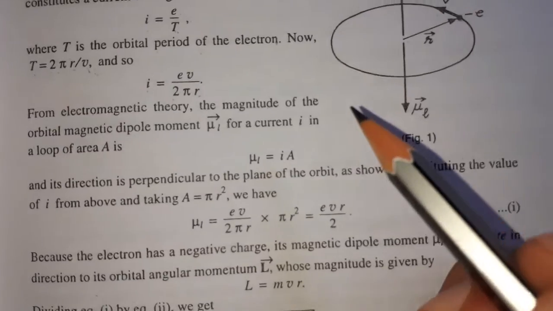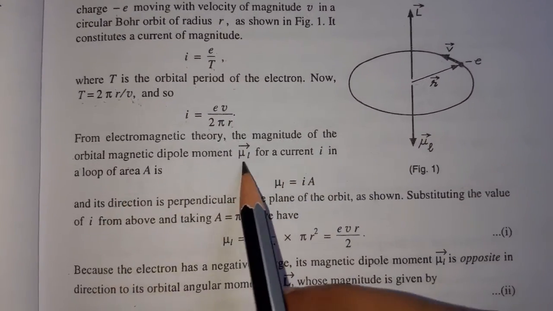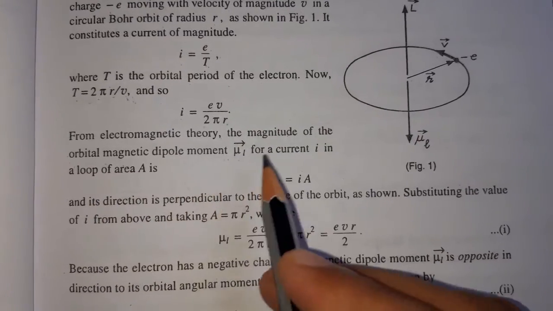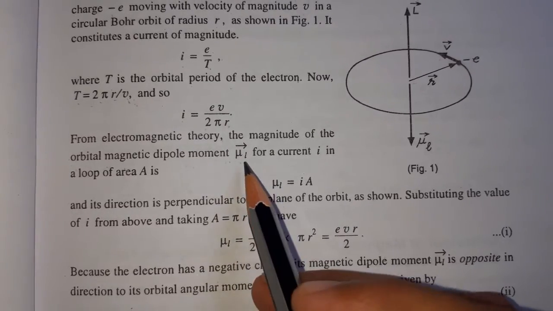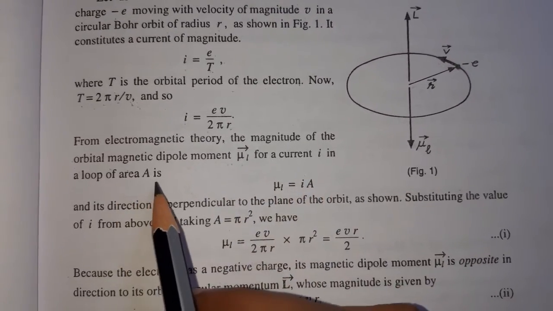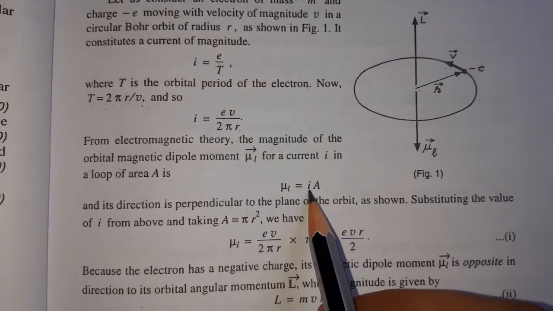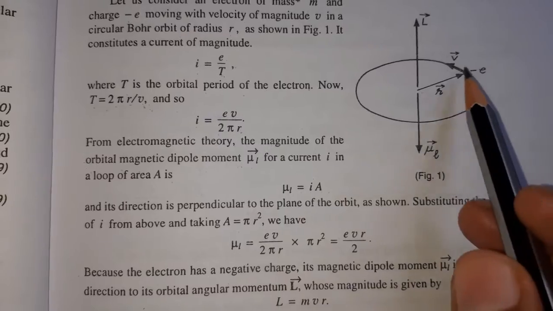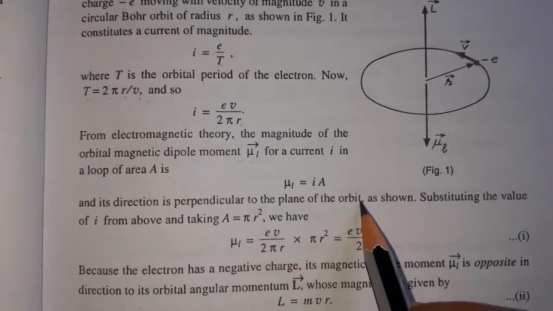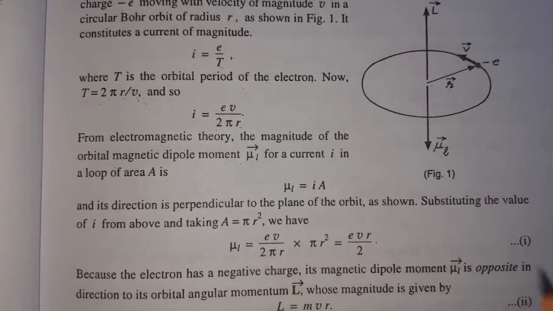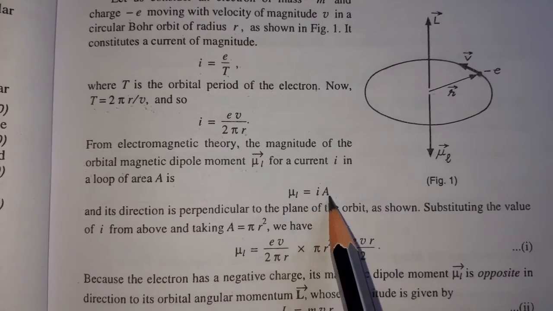Clear? Now from the electromagnetic theory we know that the magnitude of the magnetic dipole moment, the orbital magnetic dipole moment, which we denote by the symbol mu l with a vector sign, for a current I in a loop of area A is given by mu l equals I multiplied by A. So I is the current, A is the area of that loop. Its direction is perpendicular to the plane of the orbit. Understand this.